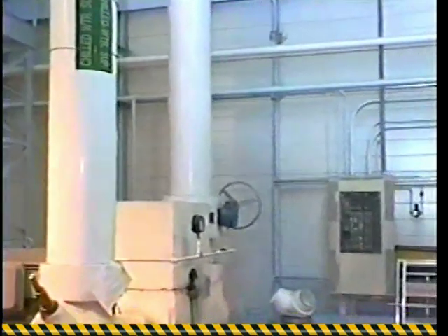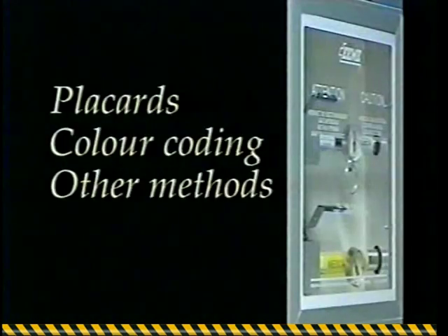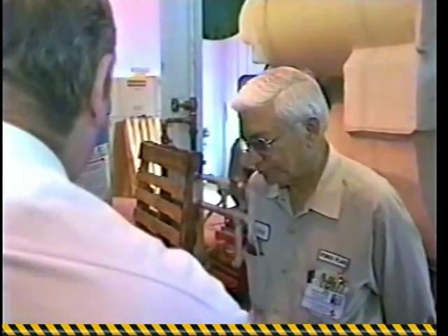There are probably some areas in your workplace where products are stored, for example, in pipelines, large tanks, or reaction vessels. Placards, color coding, or other methods can be used to identify the contents, but everyone must be trained to recognize the identification system.